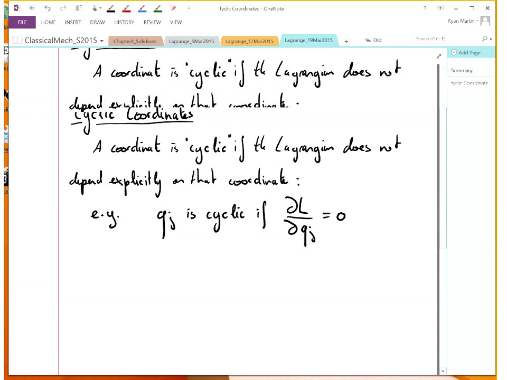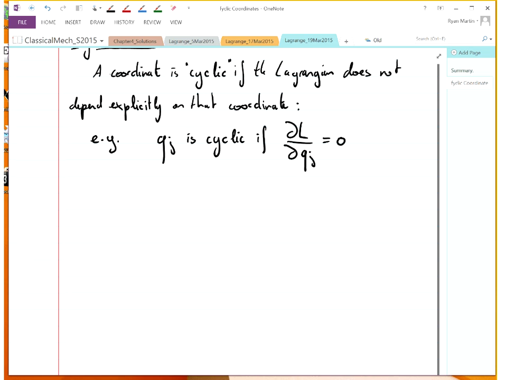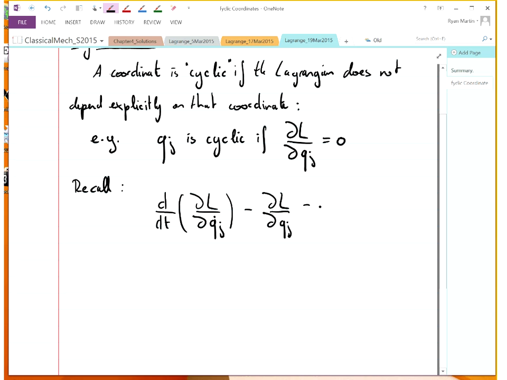So why are cyclic coordinates particularly useful and a desirable thing to have? Well, recall that the Euler-Lagrange equation is satisfied for each coordinate. So for each coordinate, we must have d/dt of ∂L/∂q_j dot minus ∂L/∂q_j equals 0. That's the Euler-Lagrange equation. That's true for all j.